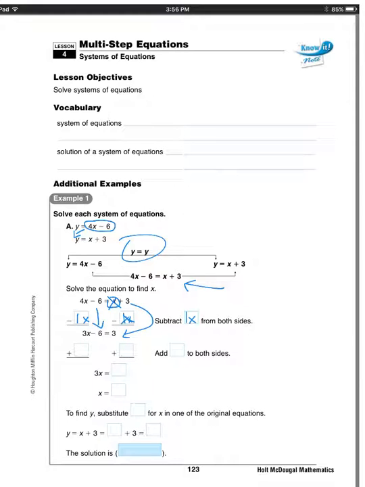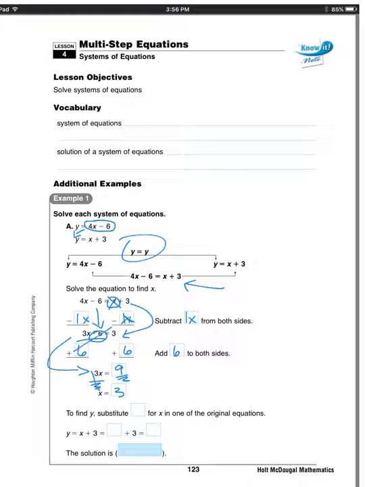Now we need to move the constant from the variable side, which is negative 6, to the right side. The opposite of subtracting 6 is adding 6 to both sides. That cancels these out, and we bring our 3x down, and 3 plus 6 is 9. Then we need to solve for x. We divide by the coefficient, which cancels these out, and 9 divided by 3 is 3. So we have found that x equals 3.